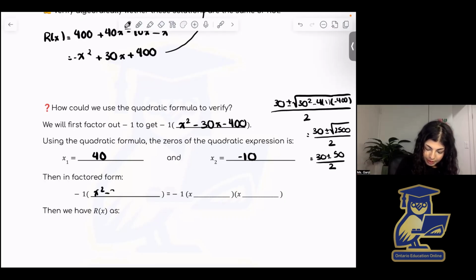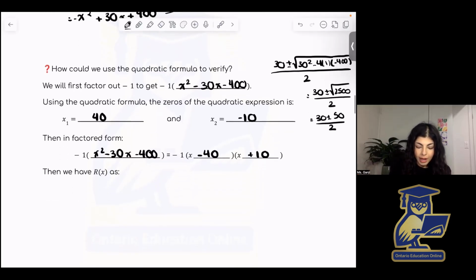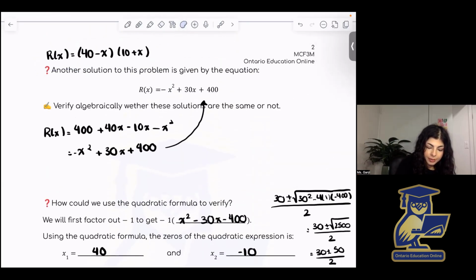we'll just rewrite that equation here. So this one in factored form will be x minus 40 and x plus 10. And now, let me copy this out here.